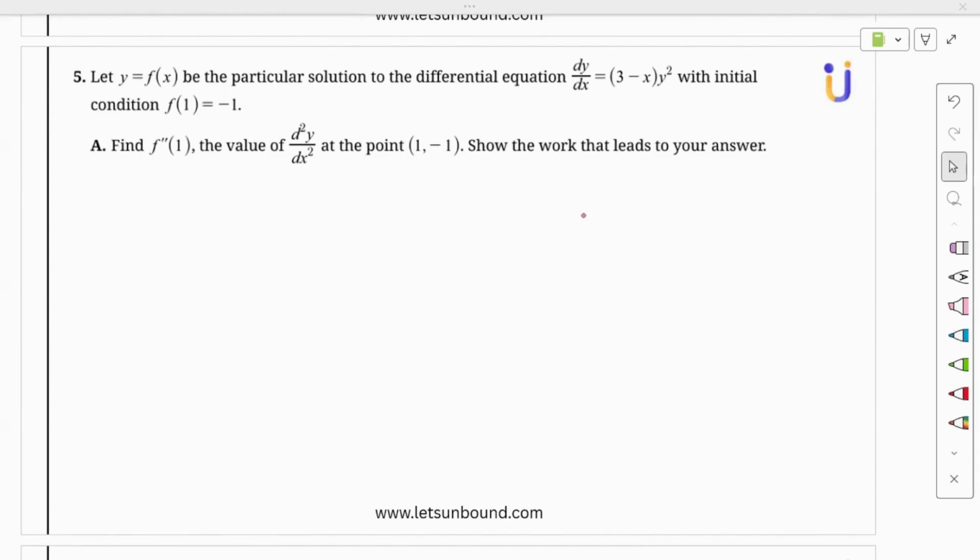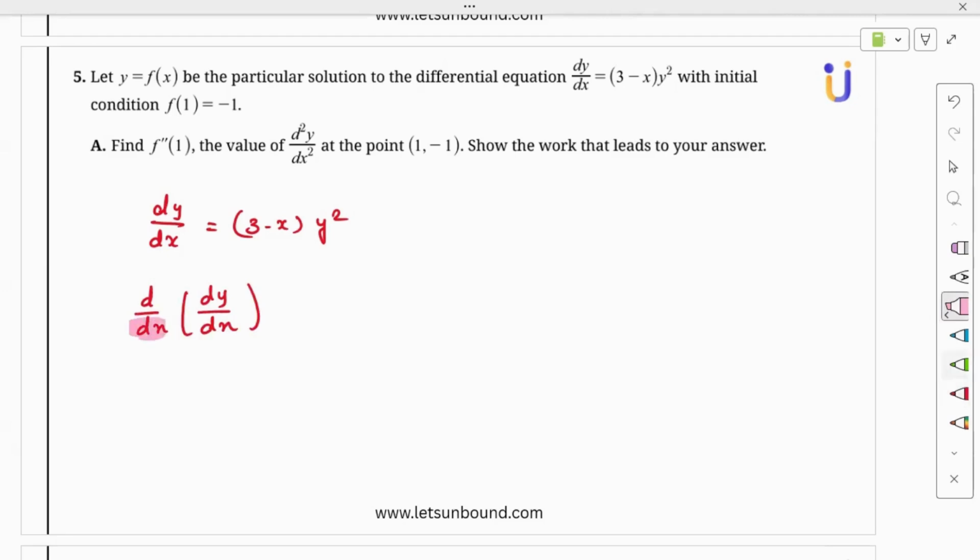Okay, find f double prime of 1, the value of d square y by dx square at the point (1, negative 1). Show the work that leads to your answer. Very simple. We have dy by dx. We need to differentiate. If you differentiate dy by dx, you will get d square y by dx square. Then we need to plug in. Let's start. Dy by dx is 3 minus x times y square. Differentiate that, d by dx of dy by dx. I am differentiating with respect to x.